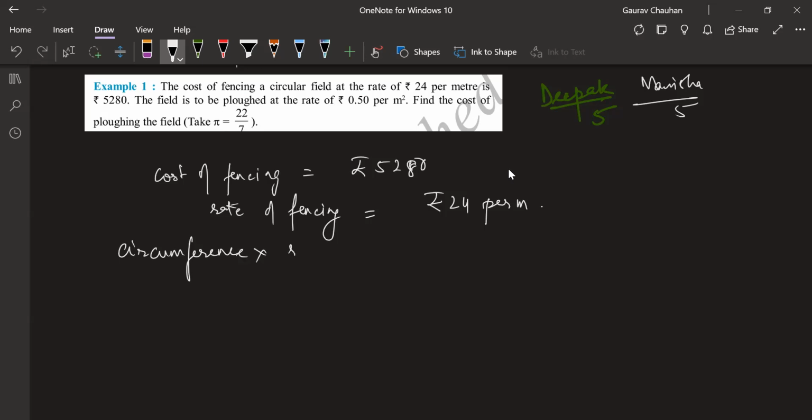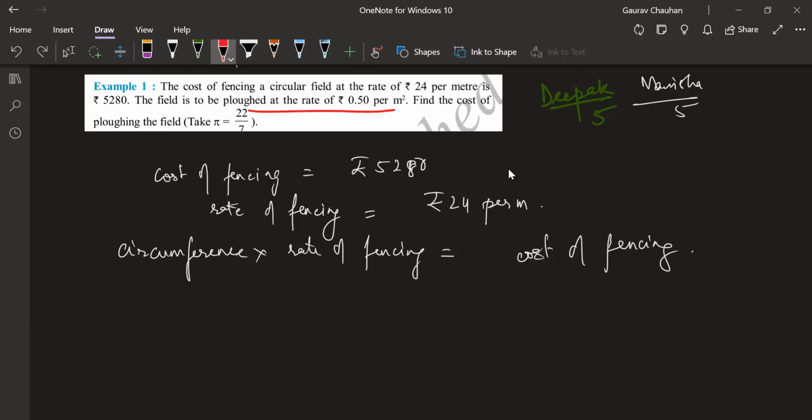Circumference into rate of fencing is equal to cost of fencing. Can I write this first? Yeah, let's write this first every time so that it's clear. The examiner understands your thought process. So circumference, in place of circumference, what can you write? Finally, what do you need to find exactly to be able to go to area? To be able to go to area, what do you need to find, Manisha? Yes, Deepak? Radius. So what do you think I can write in place of circumference?